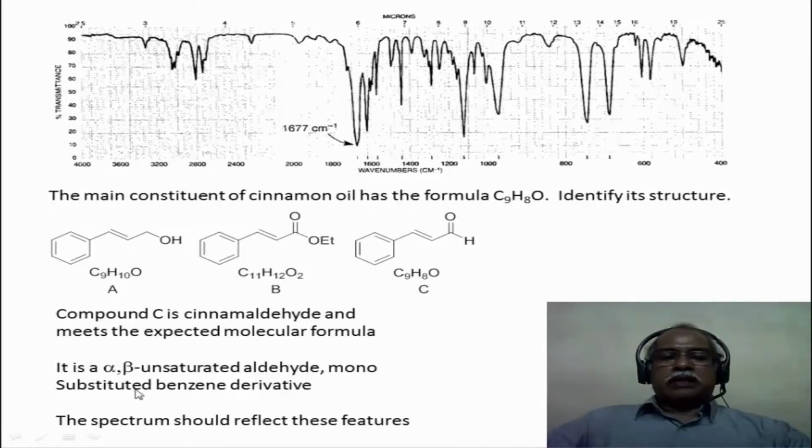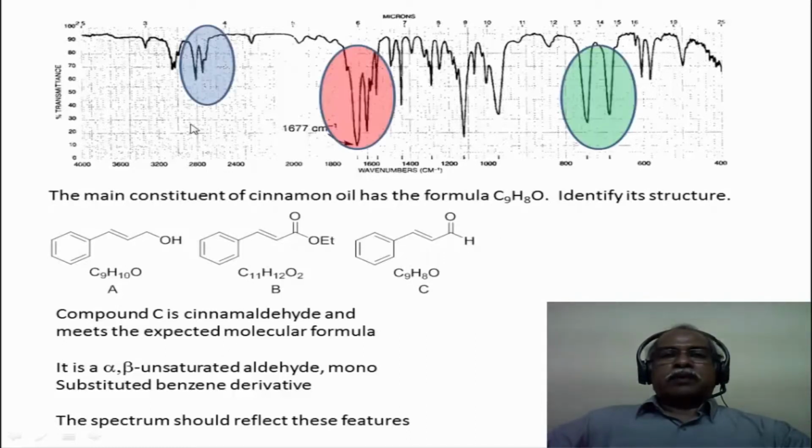one needs to look at whether it is a monosubstituted benzene derivative in terms of the out of plane bending mode. One can also look for the CH stretching frequency of the aldehyde in the infrared spectrum. Now, if you look at the highlighted areas clearly, it tells you that there is an aldehyde functional group, an alpha beta unsaturated aldehyde carbonyl stretching frequency, 1677 corresponds to that.